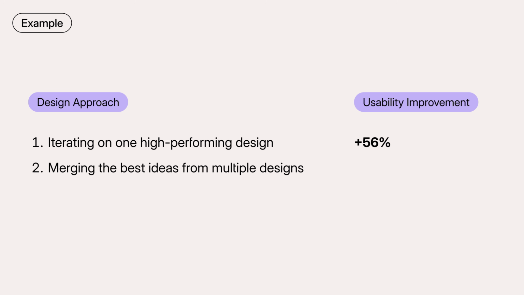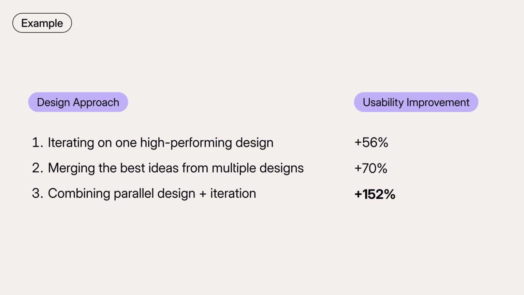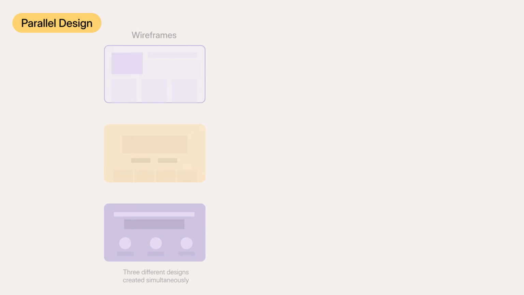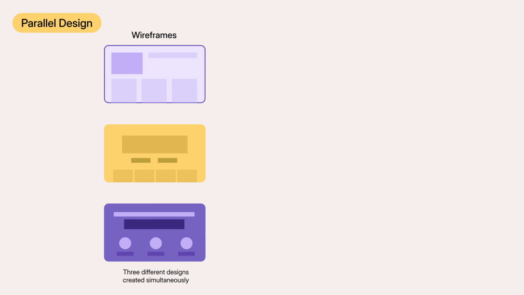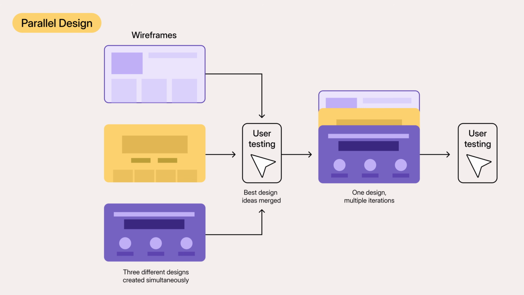In a 1996 study, we compared iterative and parallel design. Iterating on a single high-performing design improved usability scores by 56%. Merging the best from multiple designs, a 70% improvement. But combining both, parallel design followed by iteration, led to a 152% usability gain. So, the ideal strategy? Use parallel design to explore broadly, then iterate to refine your design.